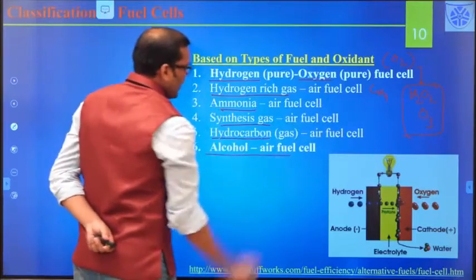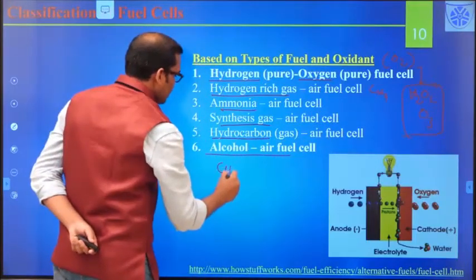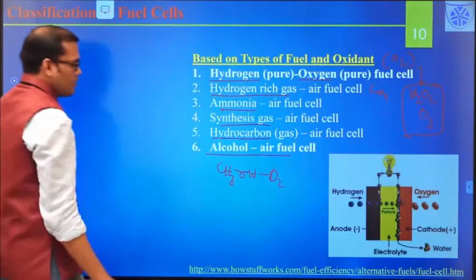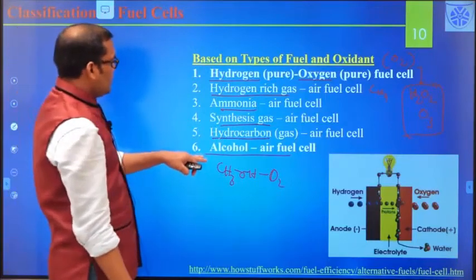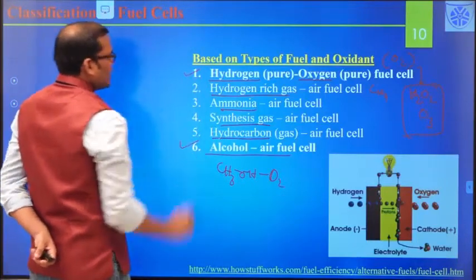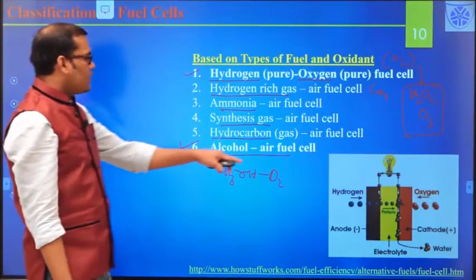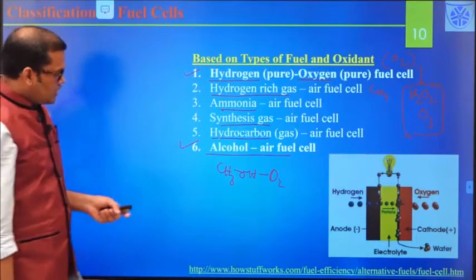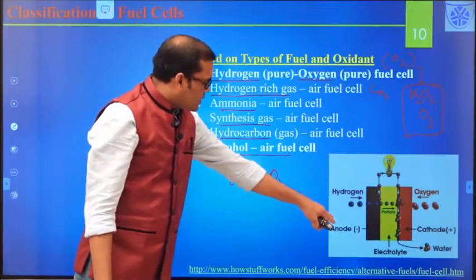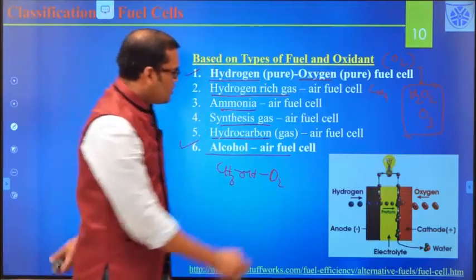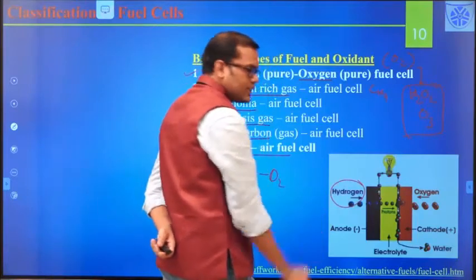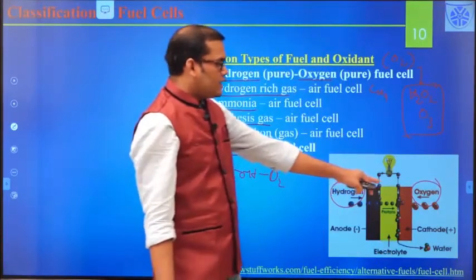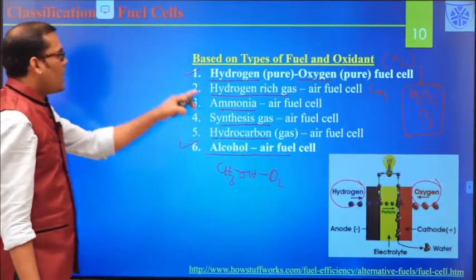Then you have the alcohol air fuel cell, such as the methanol and oxygen fuel cell, right? In your syllabus these two are there, the hydrogen oxygen fuel cell and the alcohol air fuel cell, which is the methanol oxygen fuel cell. This is one example, a schematic representation of the hydrogen oxygen fuel cell, where you are purging hydrogen at the anode side and oxygen at the cathode side, and finally you are getting out the water. I will go into more detail whenever I discuss the hydrogen oxygen fuel cell.